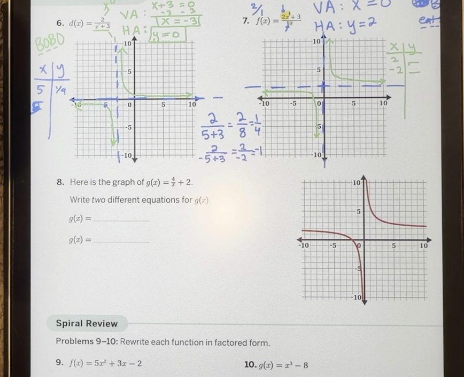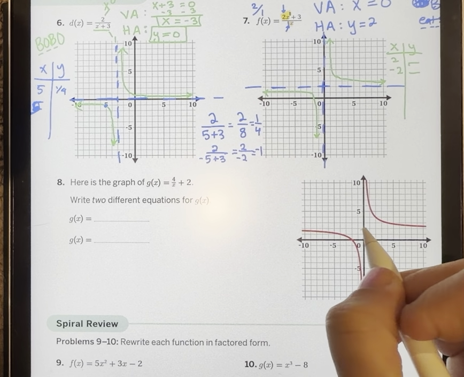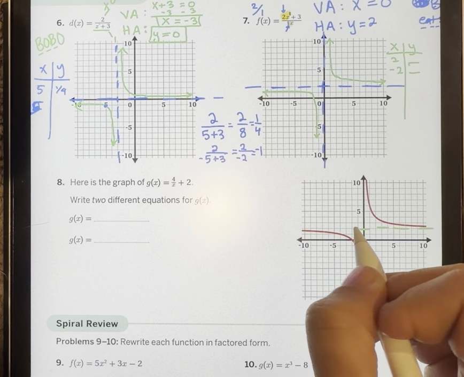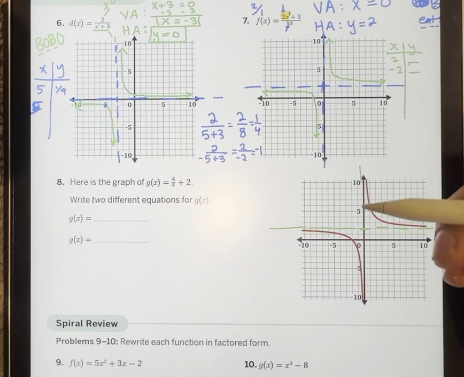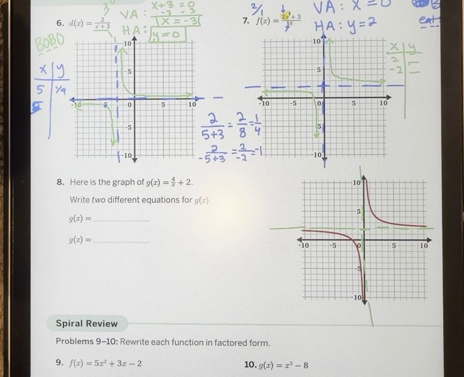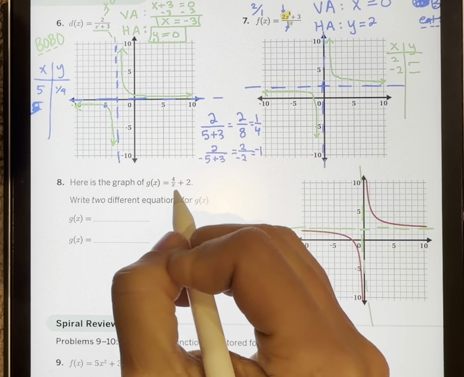Okay, last one. Here's a graph of 4 over x plus 2. A horizontal asymptote there, vertical asymptote here. Write 2 different equations for g of x. Okay, this kind of confuses me a little if I'm being completely honest, because they've graphed a very specific g of x here. So this is the equation of it.